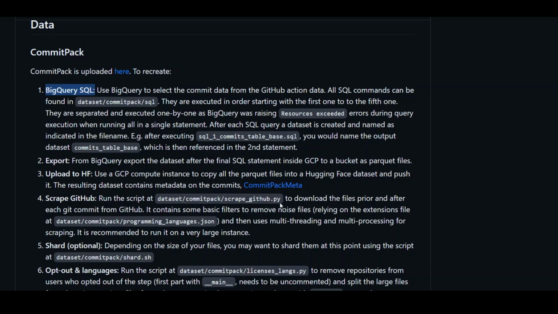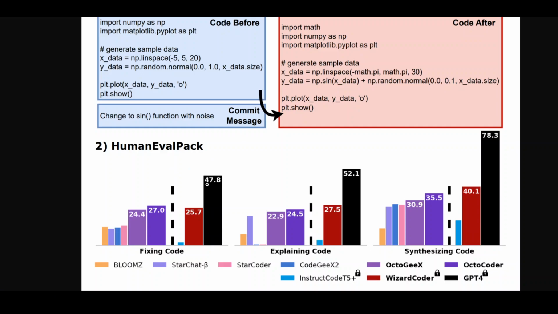The result is that they have state of the art performance on the HumanEval Python benchmark, and also they have obtained superior generalization with OctoCoder and OctoGeeX across HumanEvalPack.